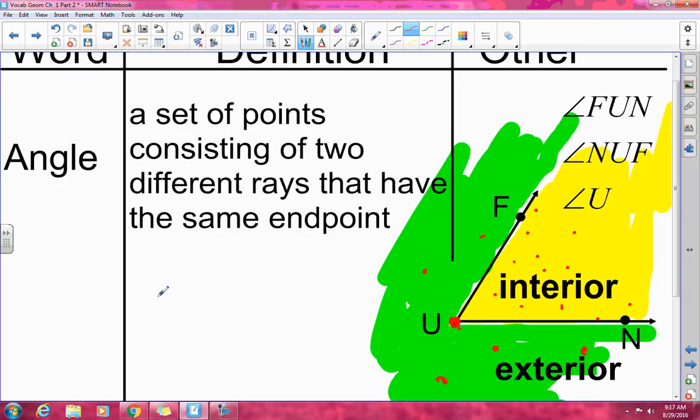If we were to say angle UFN, for example, that angle would tell me that F is my vertex because F is in the middle. So if I were to draw this, I'd put F here, and then maybe U or N, it wouldn't matter, but whatever the middle letter is, that's the vertex of your angle.